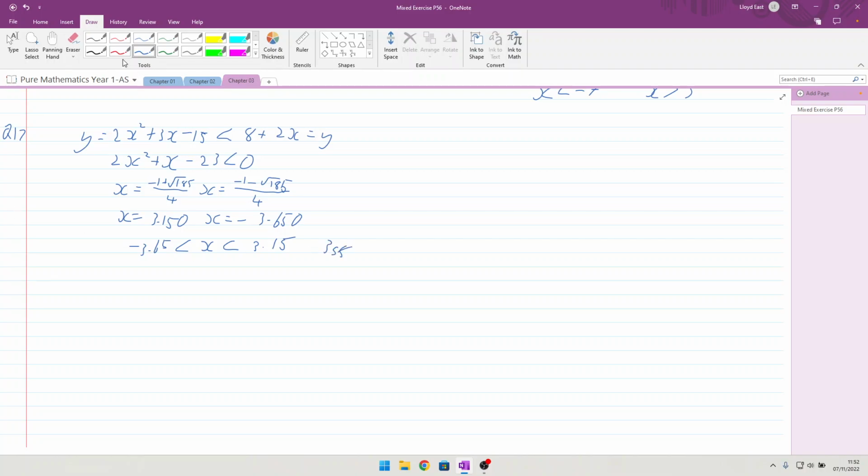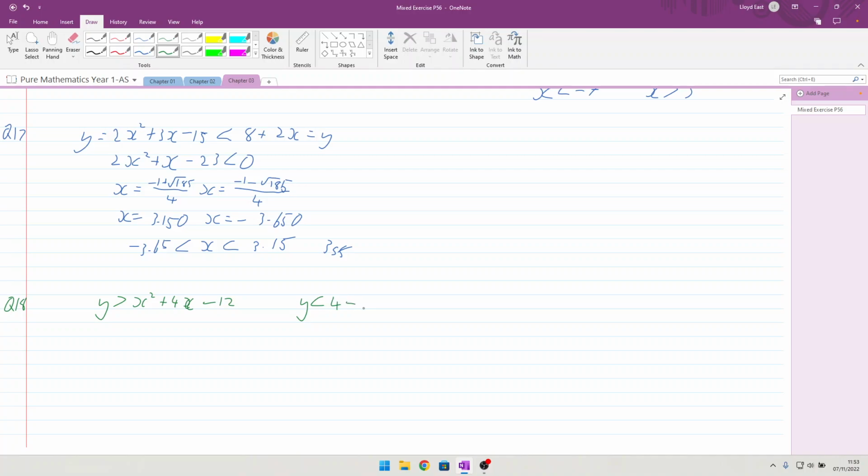All right. Right then. Question 18 to finish off almost this chapter. On a coordinate grid section, shade the region that satisfies these two equations. So what do we have? We've got y is greater than x squared plus 4x minus 12, and we have y is less than 4 minus x squared.